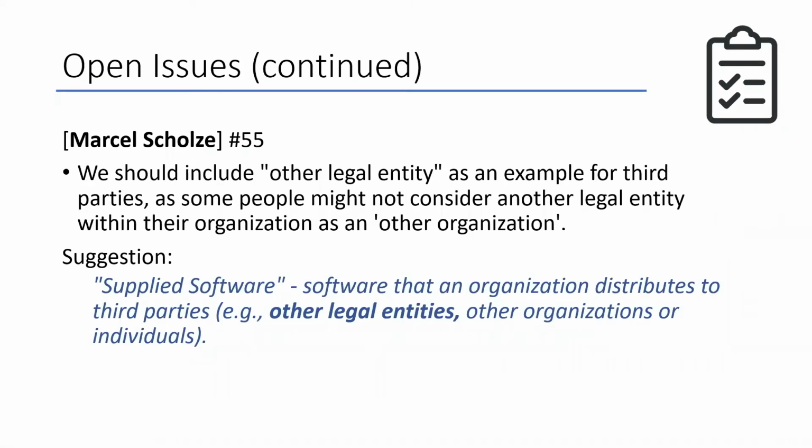55. Yeah, next one, I think it's also a small amendment only. We should include other legal entity as an example for third parties, as some people might not consider another legal entity within the organization as another organization. Because when we define the term supplied software, we only say software that an organization distributes to third parties. What we discuss a lot with customers here in Germany is that they distribute something within their organization to another legal entity, and then the discussion comes up: is this distribution or is it not?